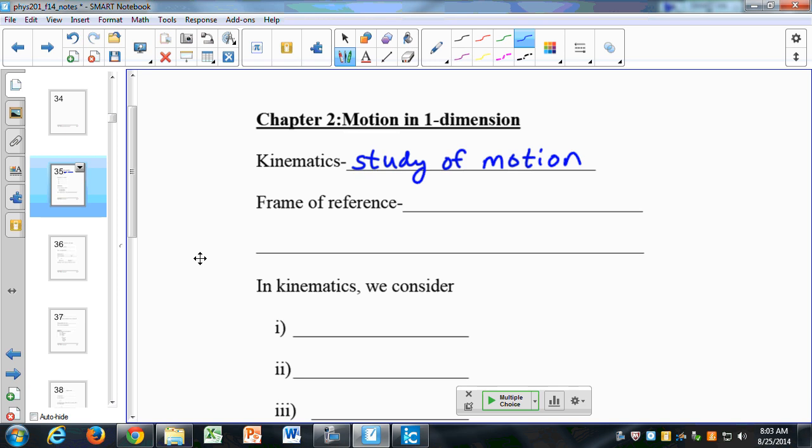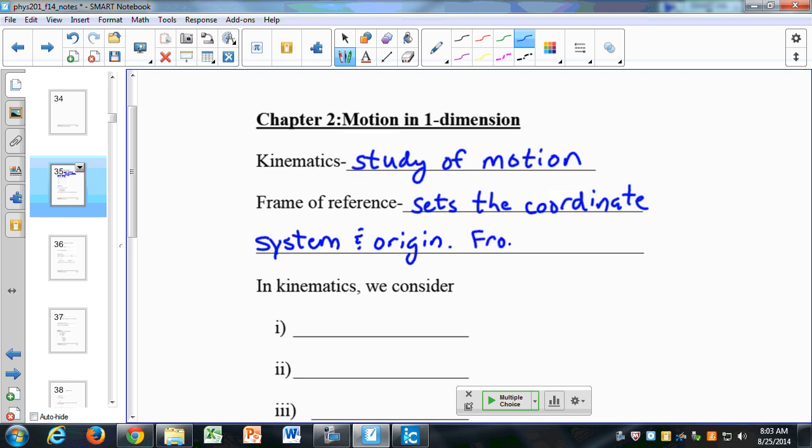All right, so frame of reference. You set the coordinate system and your origin. Your frame of reference sets the coordinate system and the origin. And you answer the question, from where are you observing the motion?